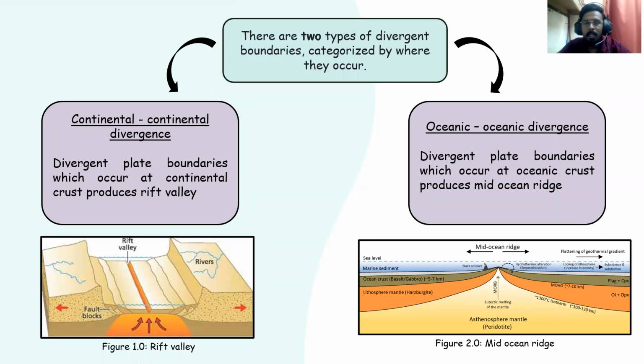Divergent boundaries can be categorized into two types based on where they occur. The first type is the continental divergence. Divergent plate boundaries which occur at continental crust produce rift valleys. Figure 1.0 below shows a rift valley which is produced from continental divergence. And the second type is the oceanic divergence. Divergent plate boundaries which occur at oceanic crust produce mid-ocean ridges. Figure 2.0 below shows the mid-ocean ridge produced from the oceanic divergence.